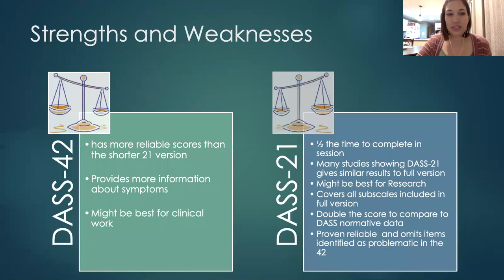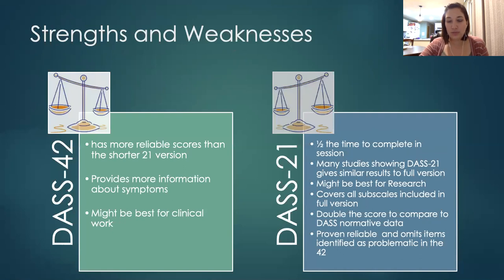The strengths and weaknesses of the assessment. The full version of the DASS has more reliable scores than the shorter 21 version in clinical studies. It provides more information about a client's symptoms, which shows that it might be best for clinical work. The shorter 21 question version of the DASS can be completed in half the time, and many studies show that it gives similar results to the full version. So it may be best for research work because it takes less time to complete, yet still covers all the subscales of depression, anxiety, and stress that are covered in the longer version.